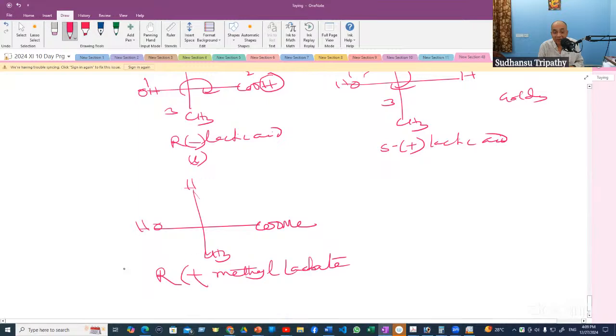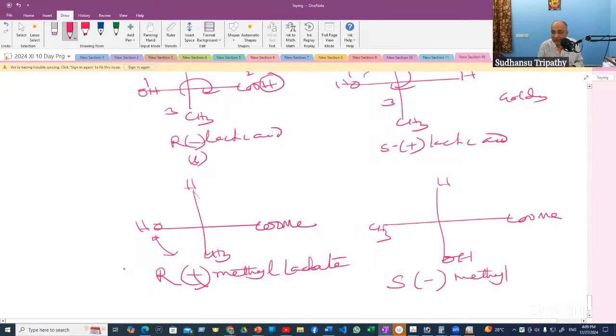This is plus. Supposing I interchange between these two, to show you, this is the mirror image. This is definitely S and this is minus methyl lactate. You understood? So only by changing this, R was minus, here R is plus. So there is no fixed correlation between absolute configuration and relative configuration.